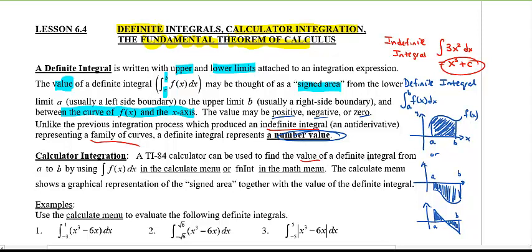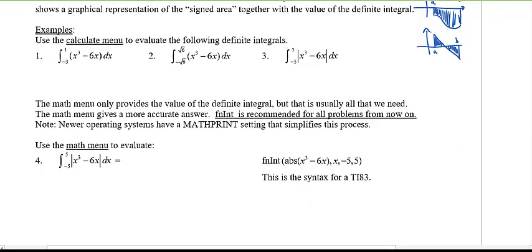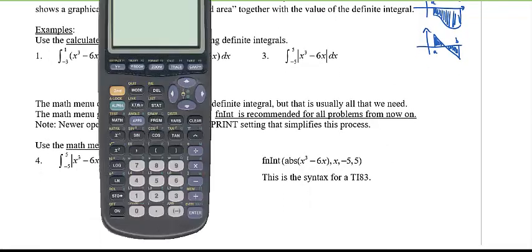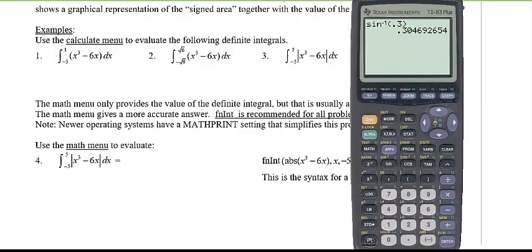Okay, there are actually two ways to do it, and I'll show you both ways. There's a way in the calculate menu where you graph it out, or there's a way that you can use something called FNINT in the math menu. Okay, the calculate shows a graphical representation. If you like pictures, that's great, and it represents signed area quite well because you can see if it's positive or negative on the picture. So let me show you that first with examples 1, 2, and 3. If you can pull out your calculator, okay, and I'd like us to go and turn it on.